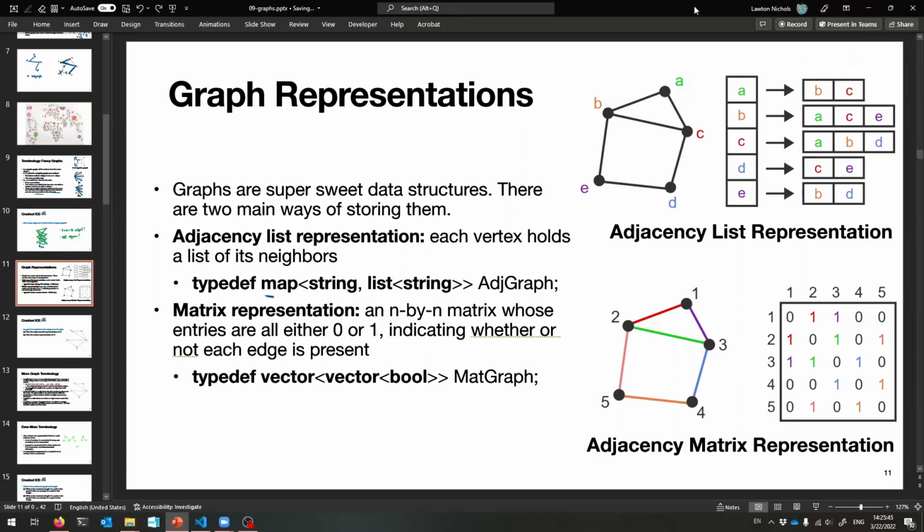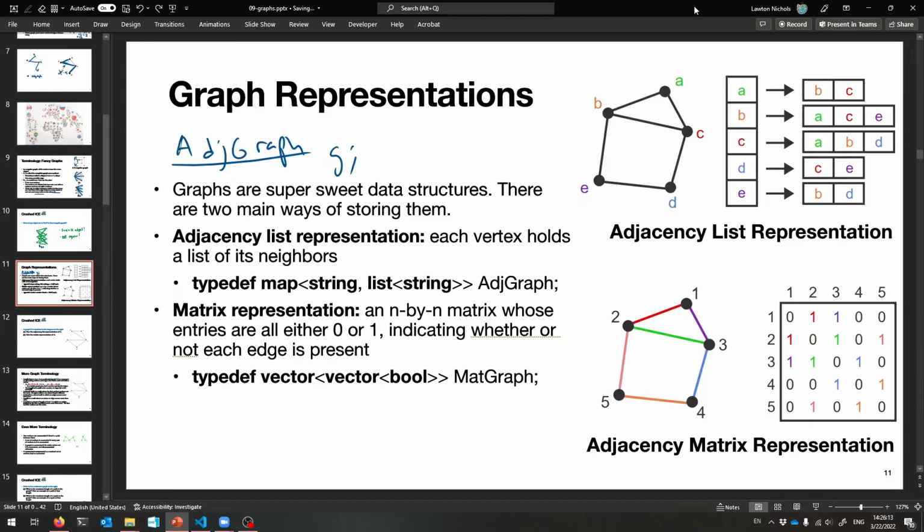You could define this in a single type. Instead of saying map string list string all over the place, you can just use a typedef to give an alias for that fancy type and call it adjacency graph. From then on, you could use that typedef and just say adjacency graph G, and then just fill it up. That's what a typedef does. It gives you another way of writing a long type. You can shorten it to that. So that is how you could declare it now.